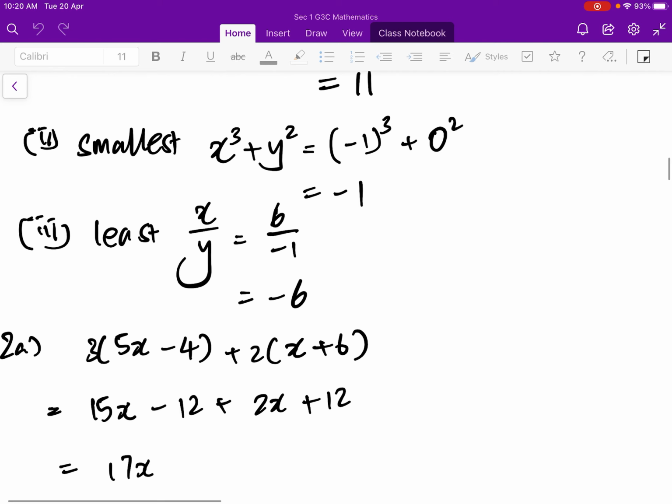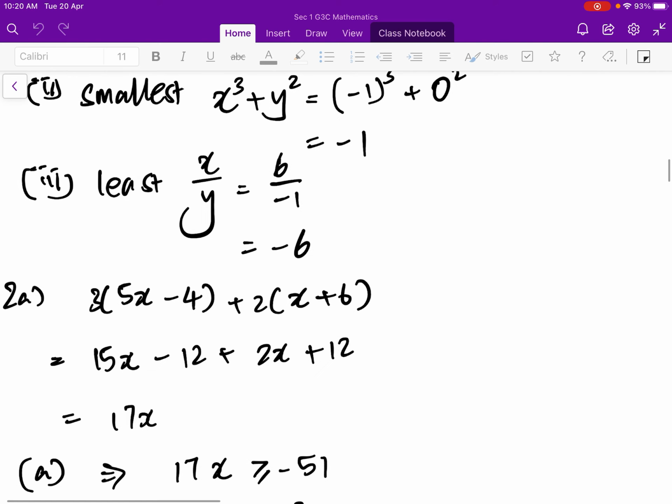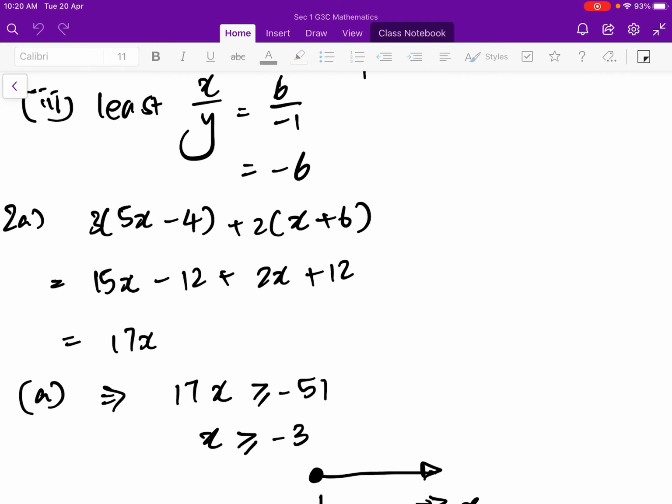Then let's move on. Next one, simplify. So simplify 3 times 5x minus 4 plus 2x plus 6. Okay, simple. It turns out it is just 17x. And now they say hence. Always highlight the word hence.